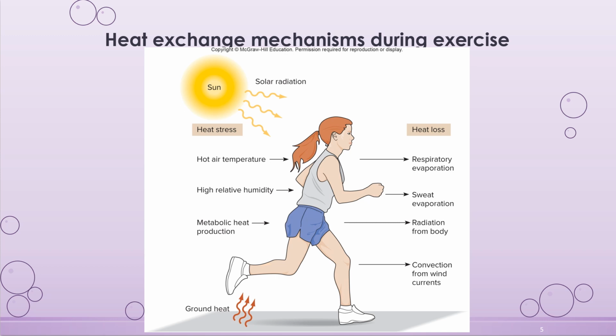The body continuously emits radiant heat in the form of infrared radiation. During exercise, as the body's temperature rises, the rate of heat radiation also increases. If the surrounding air temperature is cooler, the body loses heat through radiation.